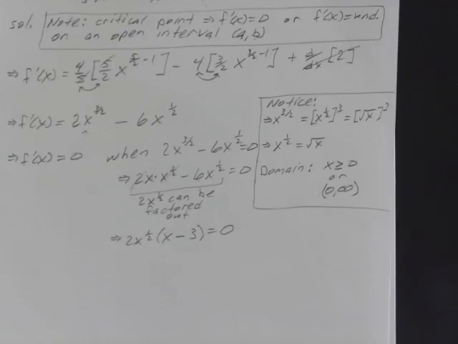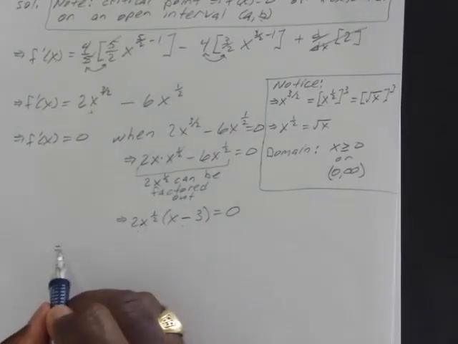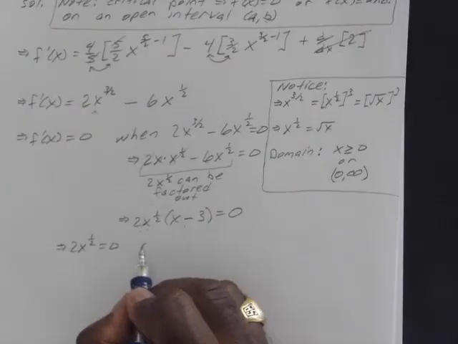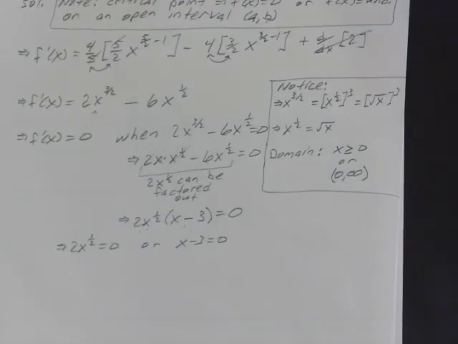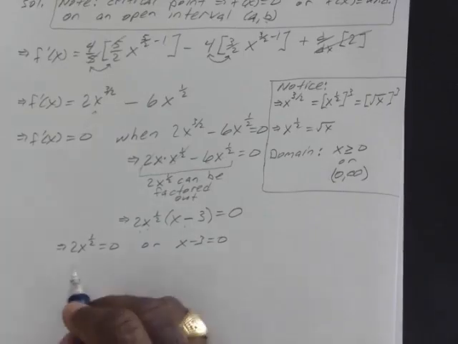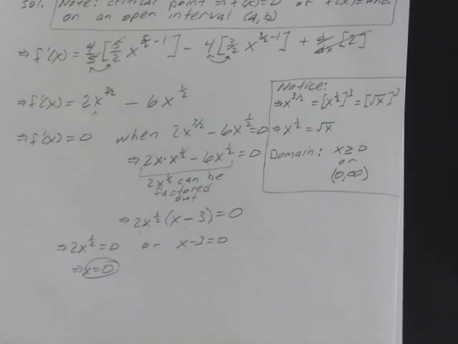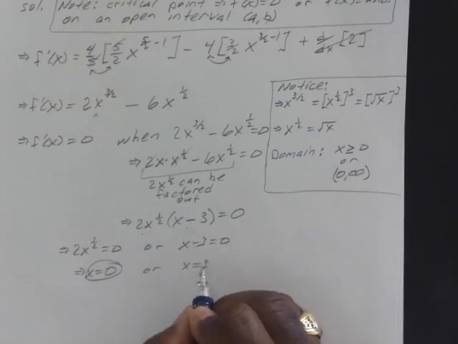Okay, so now that we've factored it, we can use the zero factor property and just set both of those to 0. So that means 2 times x to the 1/2 power can equal 0, or x minus 3 can equal 0. The only way 2 times x to the 1/2 power can equal 0 is if x is equal to 0. Or if we add 3 to both sides, we know that x can equal 3.